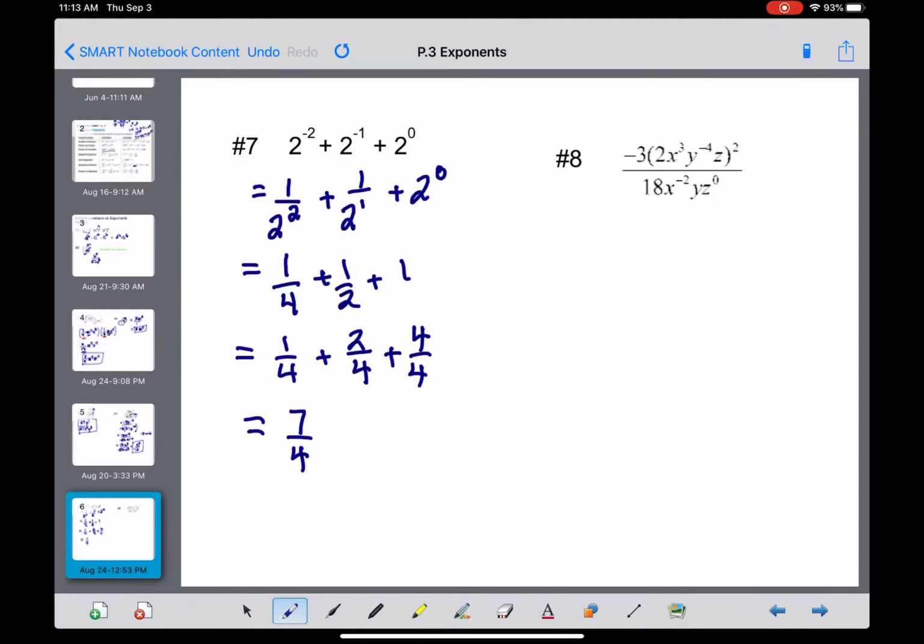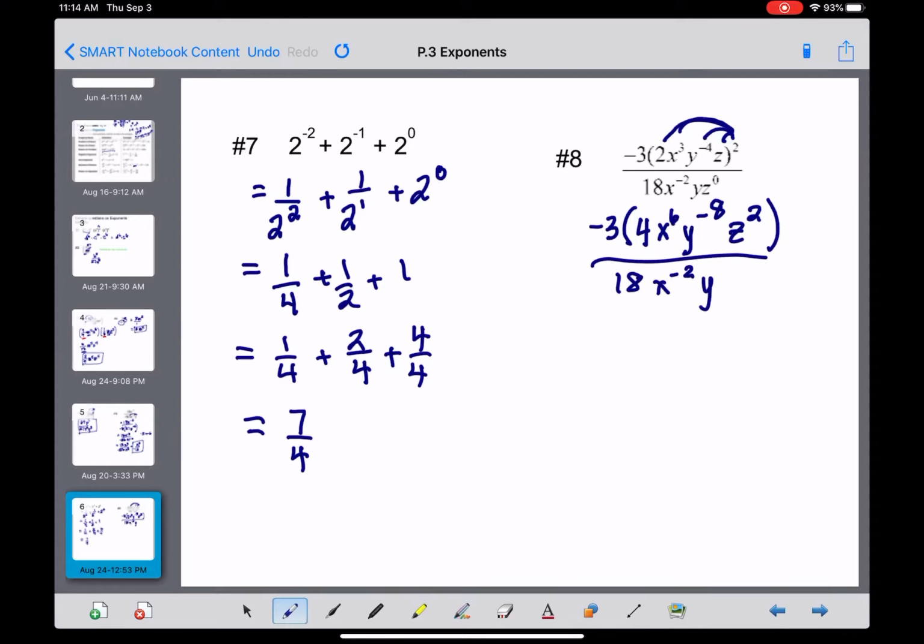So we're going to start up here with distributing this squared. So I have -3 and then 2 squared. So don't forget about that 2. I kind of forgot about that. 2 squared is 4. X to the 3rd squared, we're going to multiply the exponents, and multiply the exponents again and again. Over 18 x to the -2nd y, and then z to the 0.